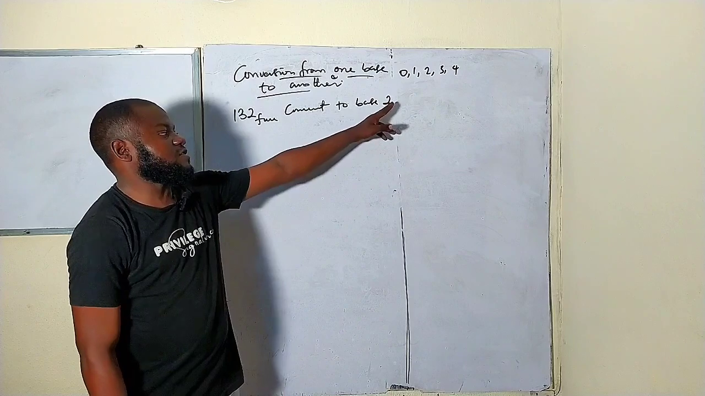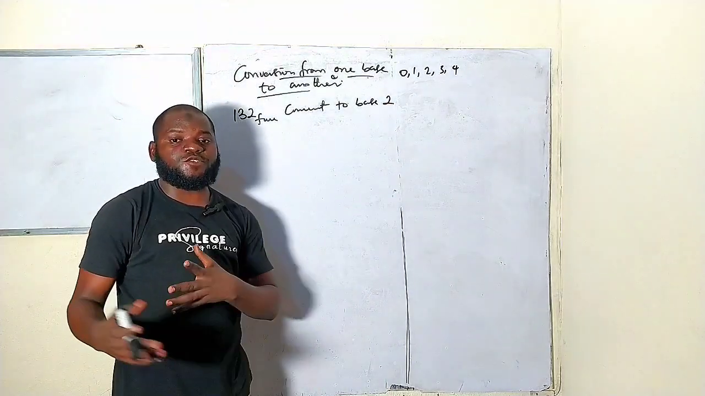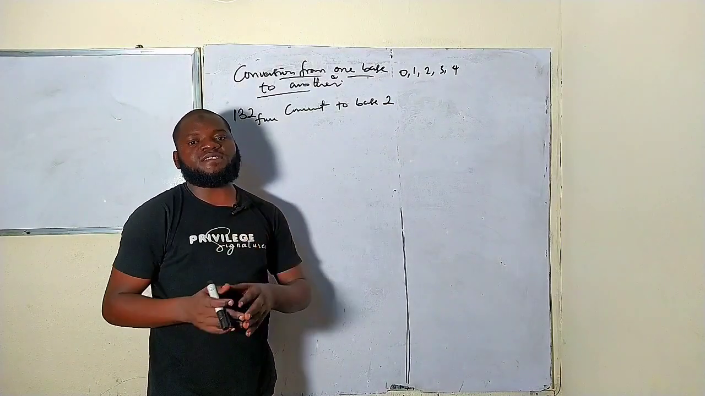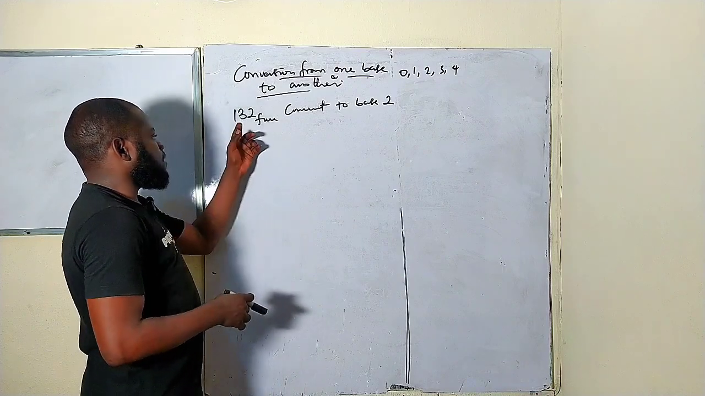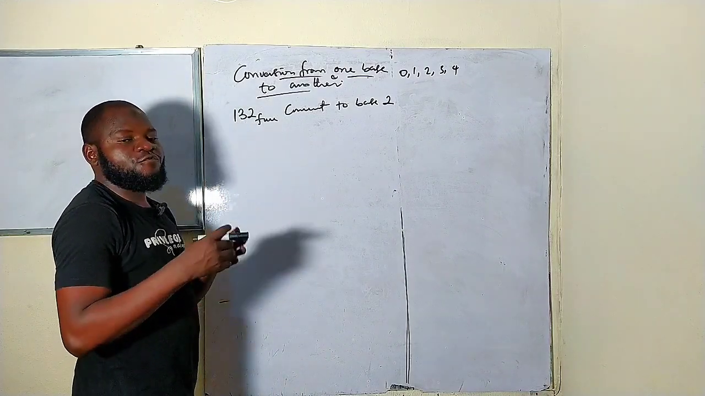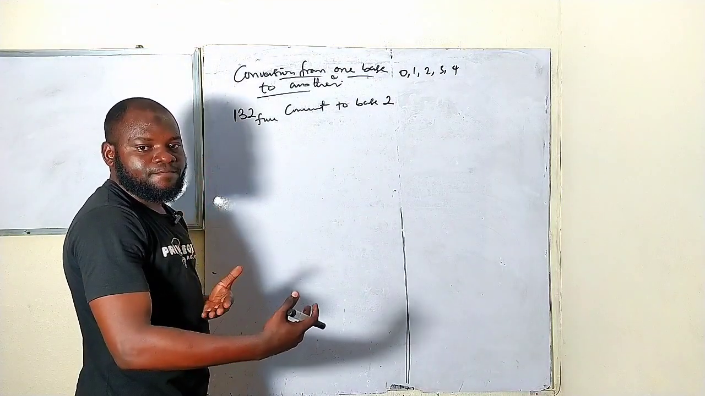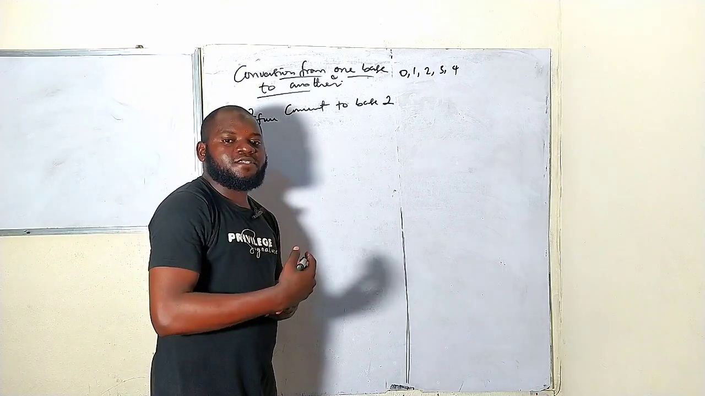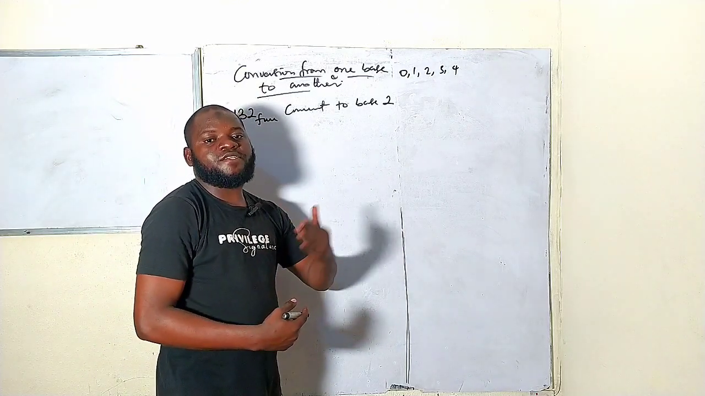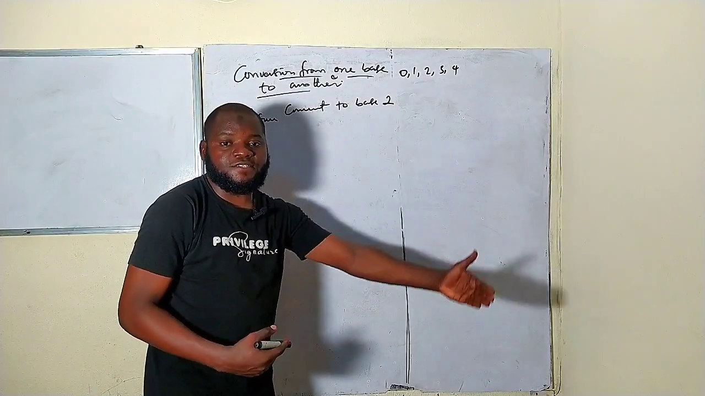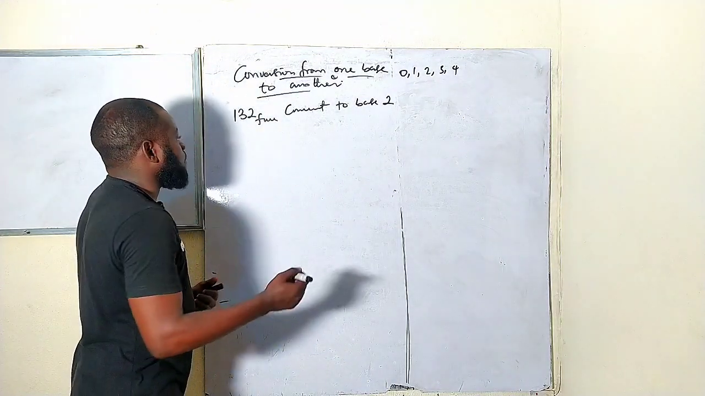You can see that base 2 is different from base 10. So what are you going to do? What you're going to do is that you have to convert this number, 132 in base 5, first of all to base 10. Then after converting it to base 10, you can now convert the result you have in base 10 to the required base. So let's see how we do that.